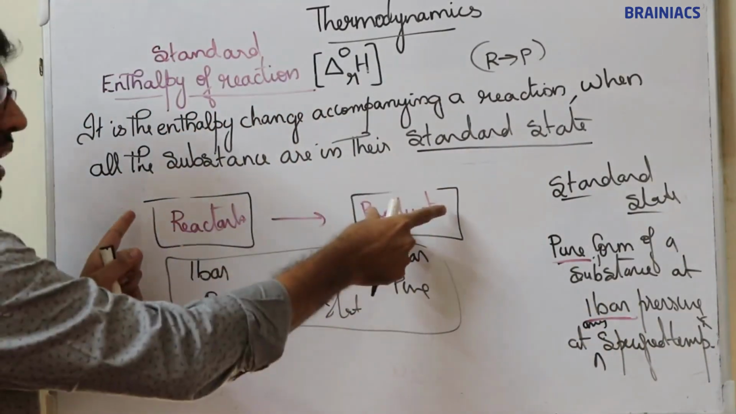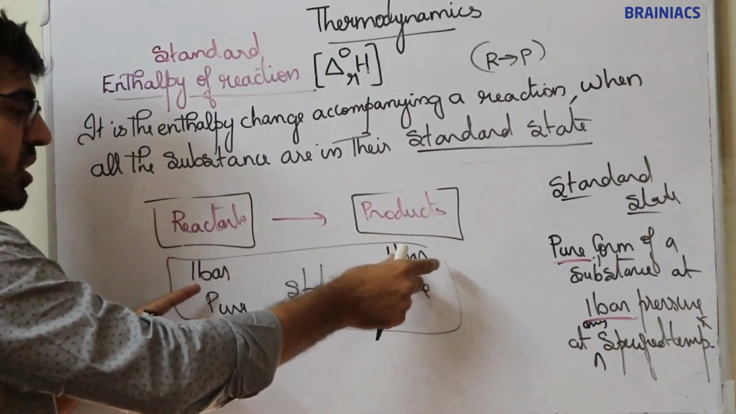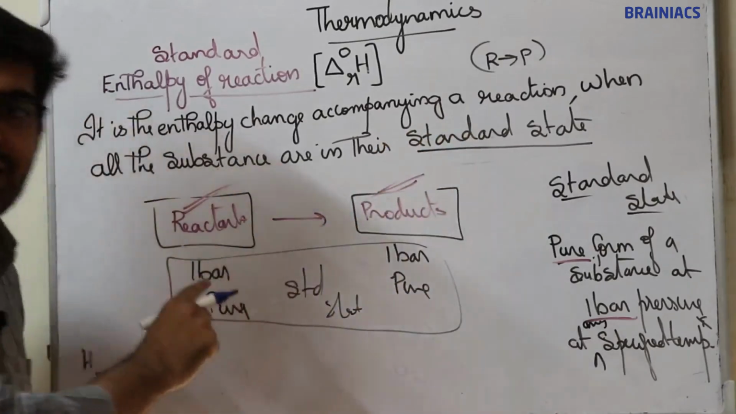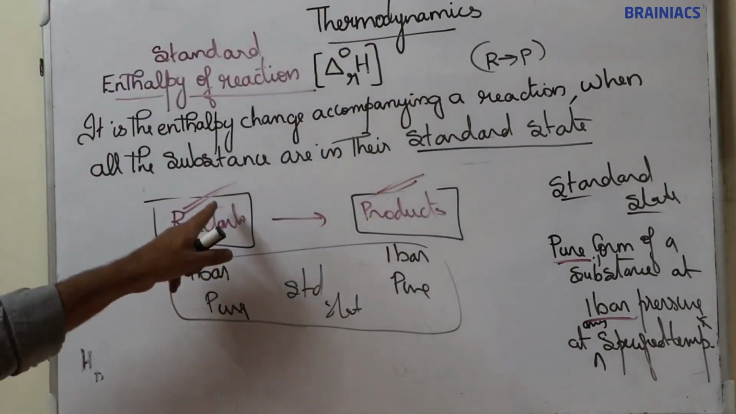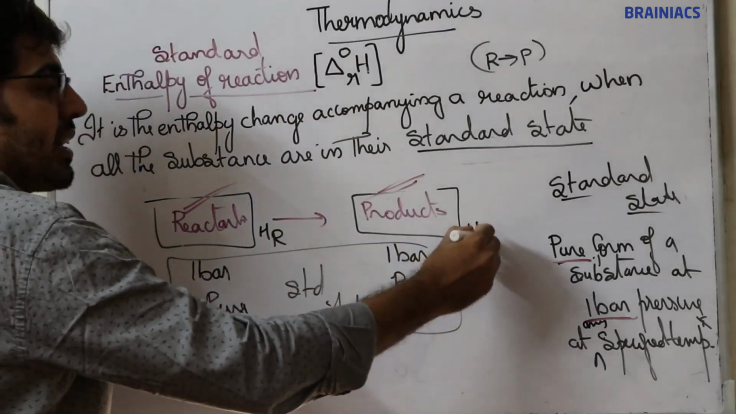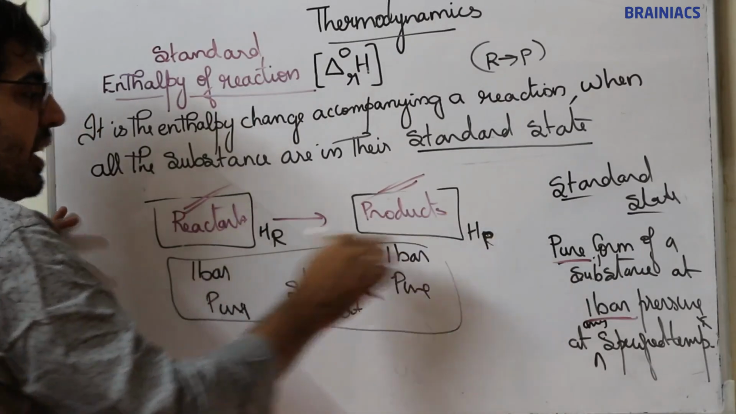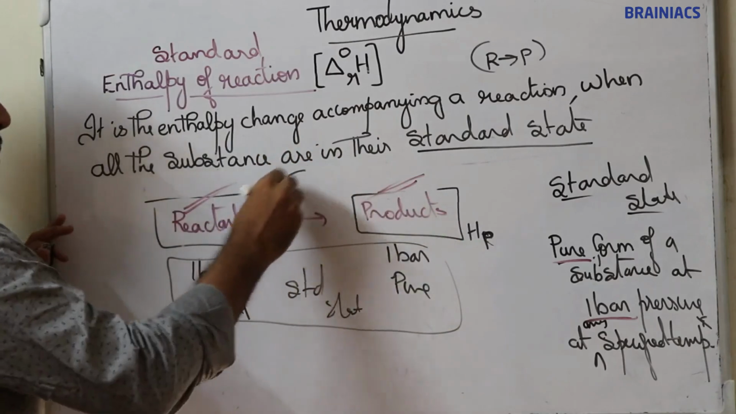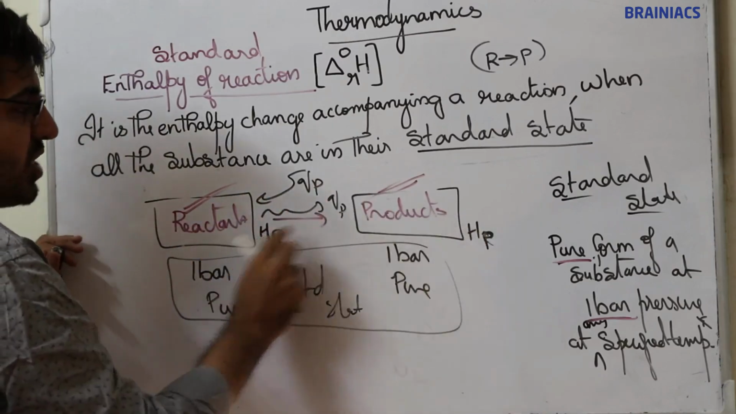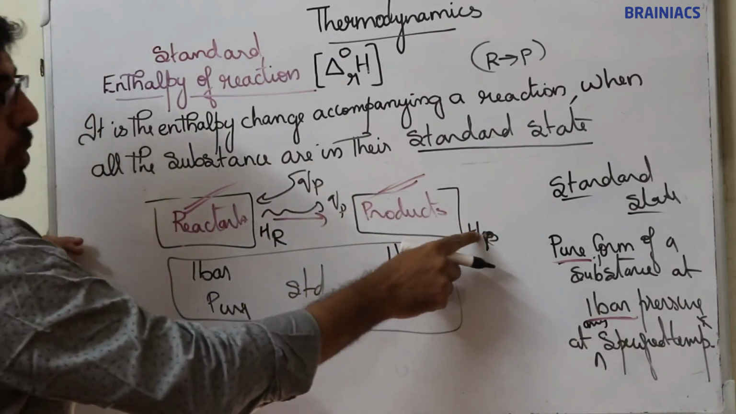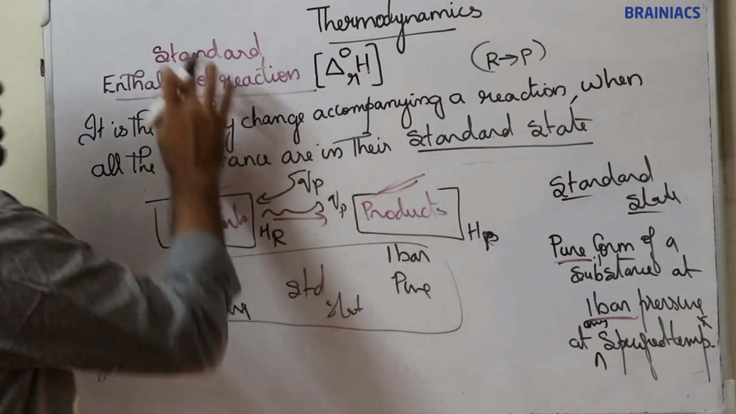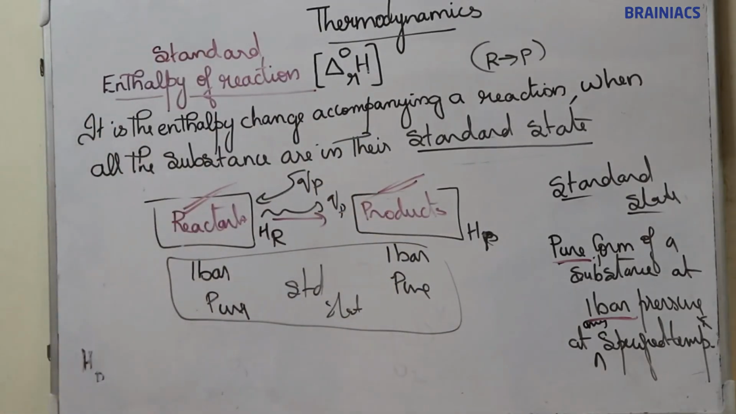If reactants and products are pure and their pressures are 1 bar, then we can consider them in standard state. If the enthalpy of reactant is HR and the enthalpy of product is HP, the reactant converts to product by absorbing or releasing heat energy. So there is a change in enthalpy, but here reactants and products are in their standard state, so this enthalpy change is known as standard enthalpy of reaction.